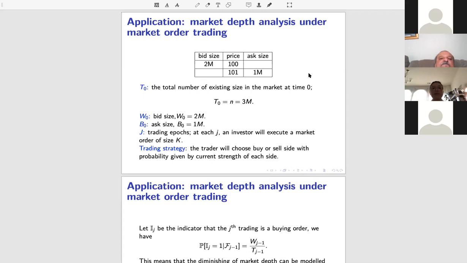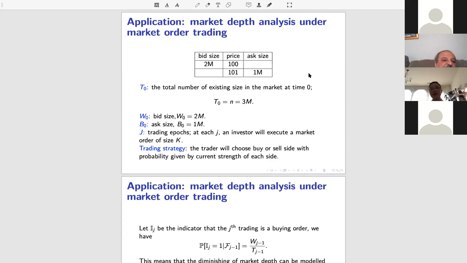So let's define J as trading epochs. At each J, we have an investor coming to the market and executing a market order of size K. Notice that these epochs are not necessarily equispaced. And we assume the trading strategy to be that the trader will come into the market and choose the buy or sell side with probability given by the current strength of each side.